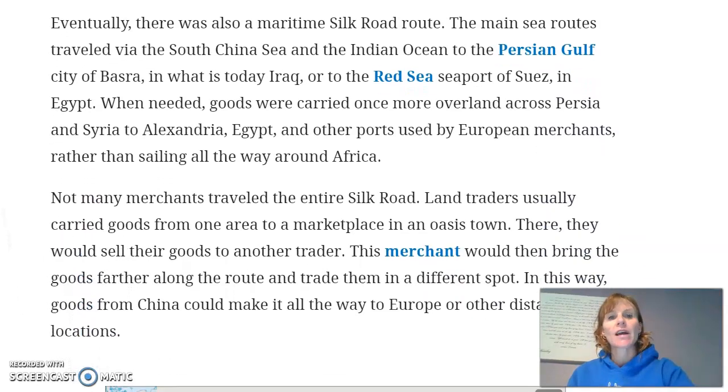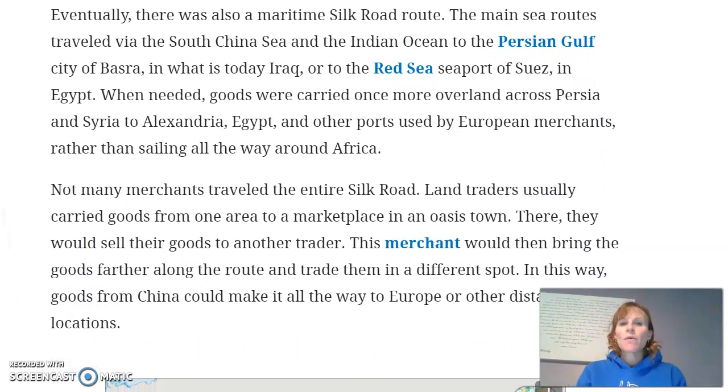All right. Next paragraph. Eventually, there was also a maritime Silk Road route. The main sea routes traveled via the South China Sea and the Indian Ocean to the Persian Gulf city of Basra in what is today Iraq, or to the Red Sea seaport of Suez in Egypt. When needed, goods were carried once more overland across Persia and Syria to Alexandria, Egypt, and other ports used by European merchants, rather than sailing all the way around Africa.